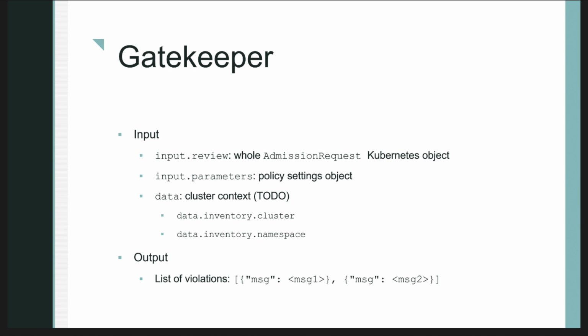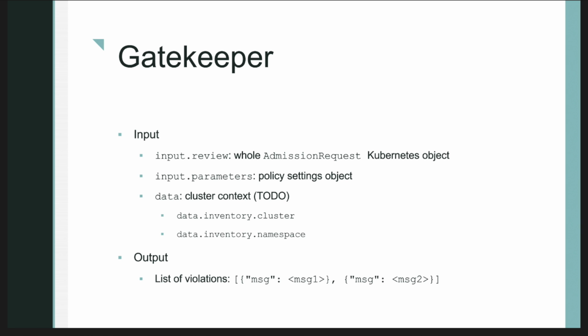Gatekeeper allows you to provide parameters. Actually, you can even validate them. So you can create what they call a template, a constraint template. I'm going to talk about that in a second. And then you can provide parameters to an instance of the policy.